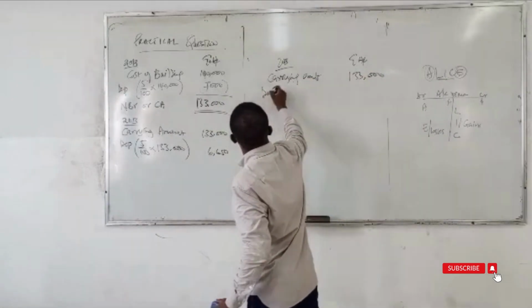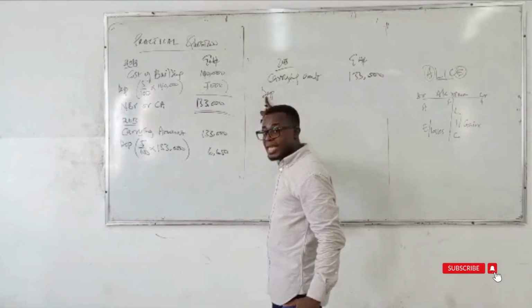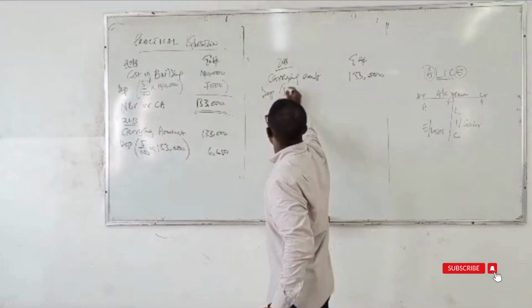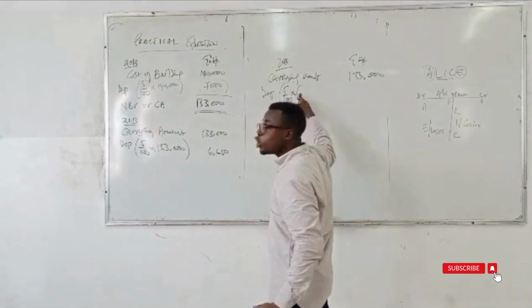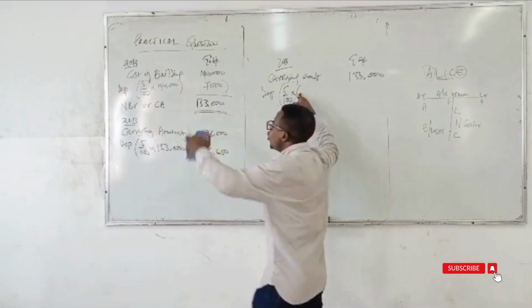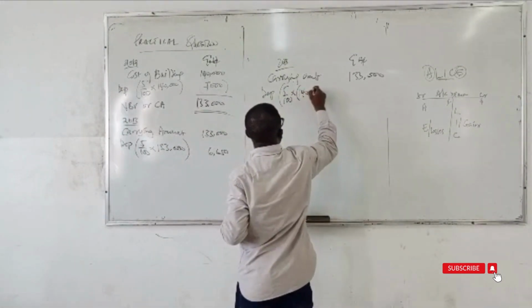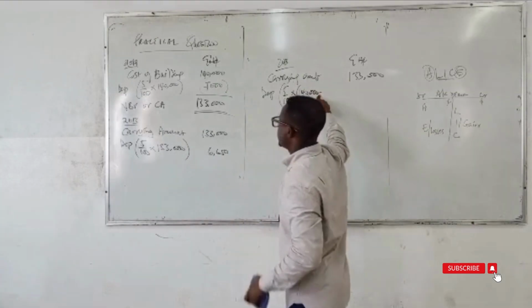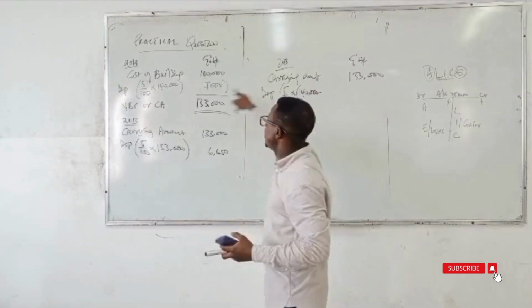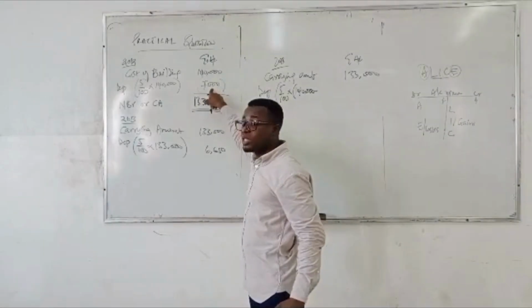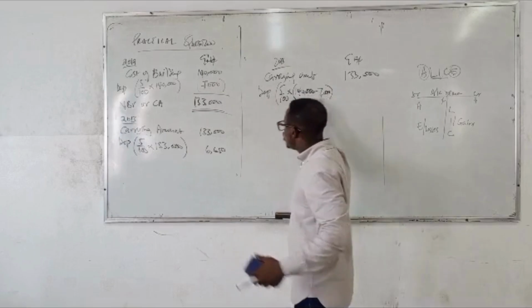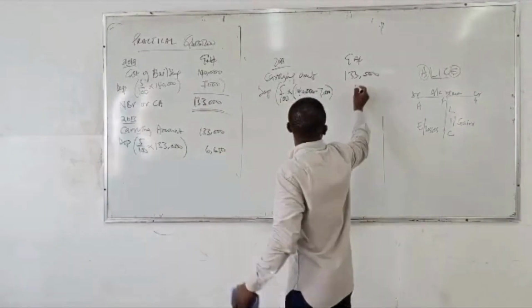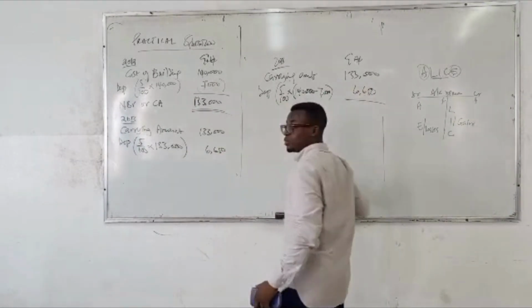Now I want to compute depreciation for the year. What I'll do is say 5/100 times, in brackets, the original cost of the asset. What's the original cost? 140,000, minus the depreciation for the previous year, which is 7,000. When I compute it this way, I'll still arrive at 6,650.